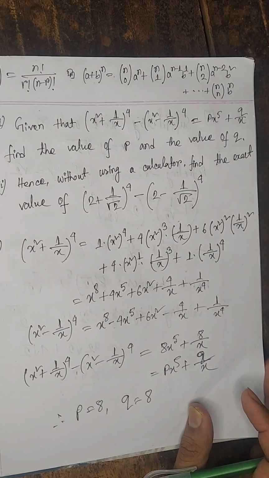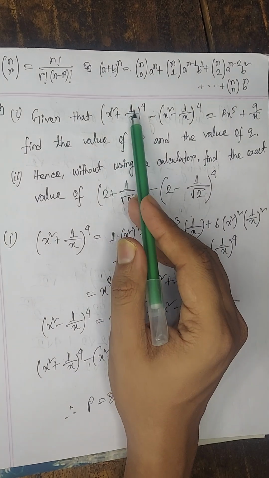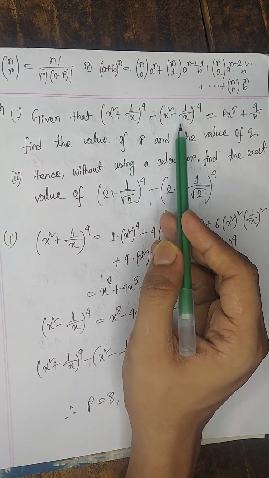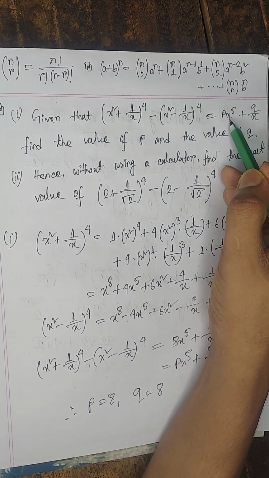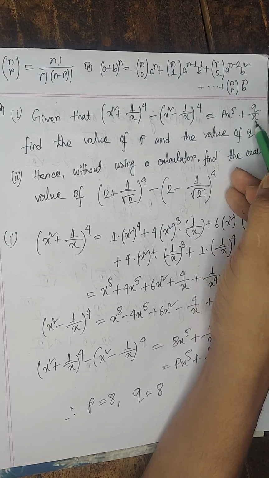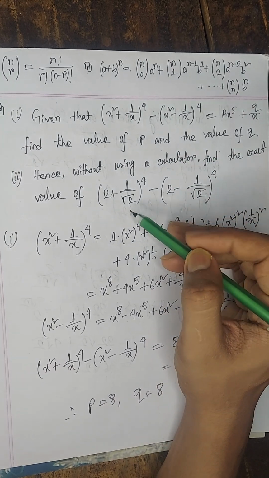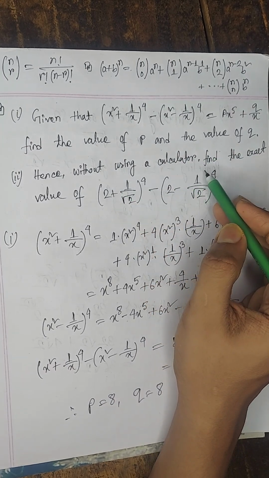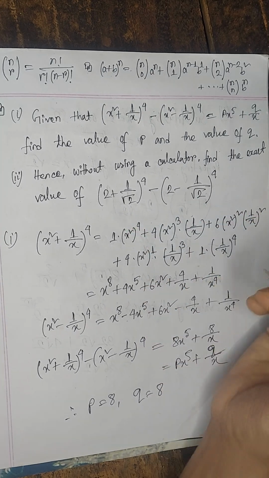Now the next problem. Here is a problem from series. Given that (x² plus 1 by x) to the power 4 minus (x² minus 1 by x) to the power 4 is equal to p times x to the power 5 plus q by x, we have to find the value of p and the value of q, and then without using a calculator we have to find the exact value of this expression.